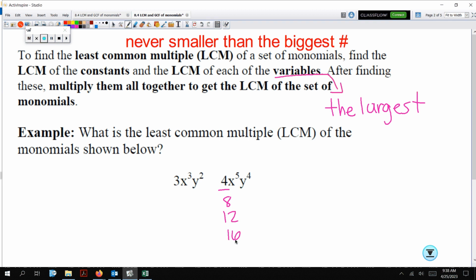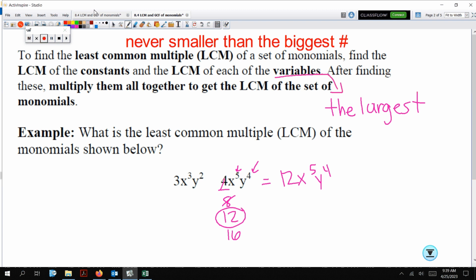All right, let's go down our list. Well, we know 4 isn't going to work. 3 does not go into 8 evenly. 3 does go into 12. So 12 is my least common multiple. Then I'm taking the largest exponent, which would be a 5 here, right? 5 is bigger than 3, so x to the fifth, and then 4 is bigger than 2, so y to the fourth. So this is the least common multiple of this set of monomials.